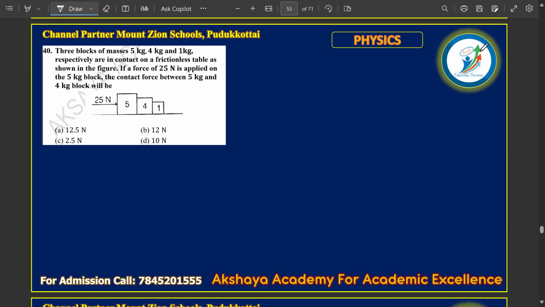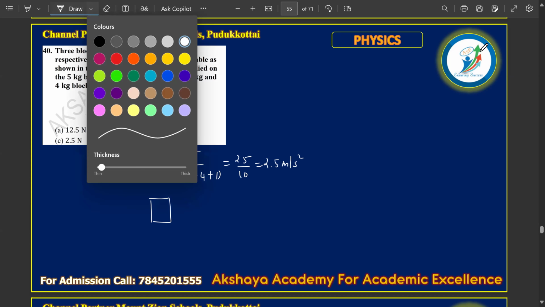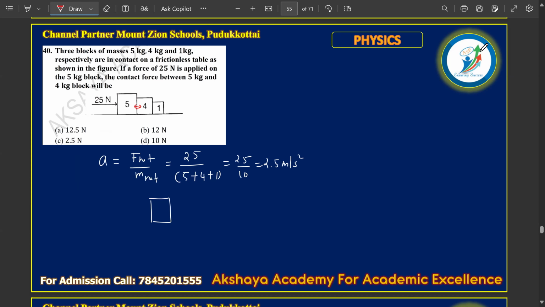First, in order to apply equations of motion, let us find the acceleration of all three blocks together. Acceleration A is equal to the net force divided by the net mass. The net force applied is 25, divided by the net mass 5 plus 4 plus 1, which is 25 by 10, equal to 2.5 meter per second square. That is the acceleration. Now we need to find the contact force between the 5 kg and 4 kg blocks.